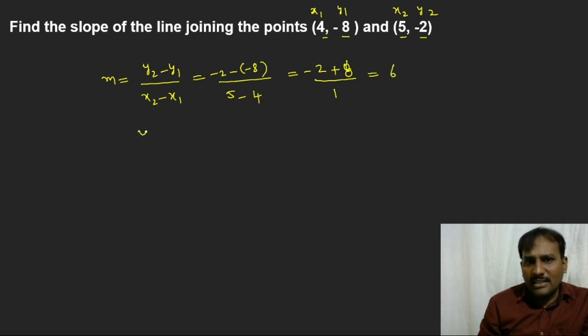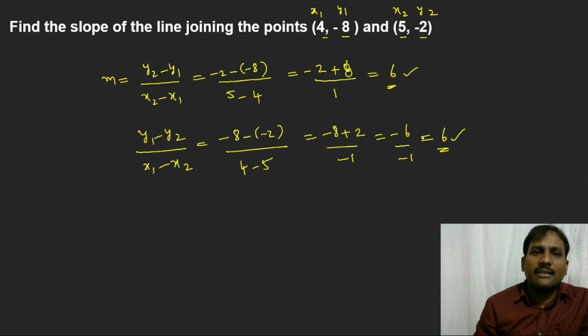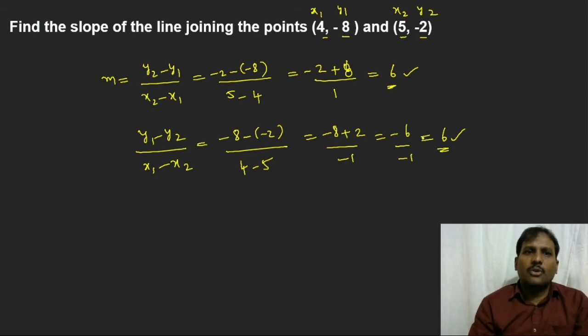Or you can consider the formula like this: y1 minus y2 by x1 minus x2 also. It will be one and the same. That is minus 8 minus of minus 2 by 4 minus 5. So that is minus 8 plus 2 by minus 1. That is minus 6 by minus 1. That is 6. So anyways the answer will be the same. So this is about the slope of a straight line.